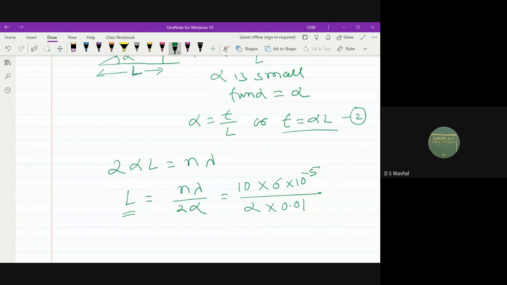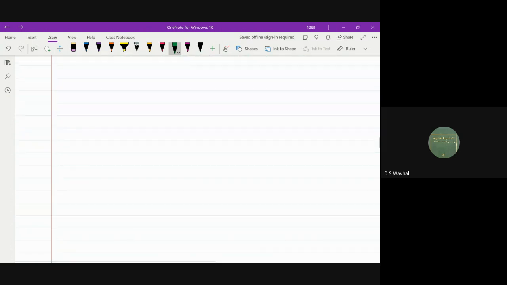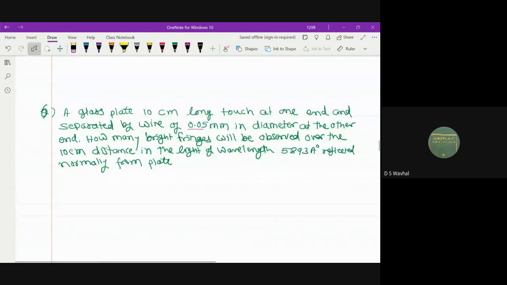So what we get is 3 into 10 to the power minus 2 centimeter. That is nothing but 0.3 mm. So we got L is 0.3 mm. So at a distance of 0.3 mm, you will get the 10th dark fringe. Okay, let's go to the next sum.